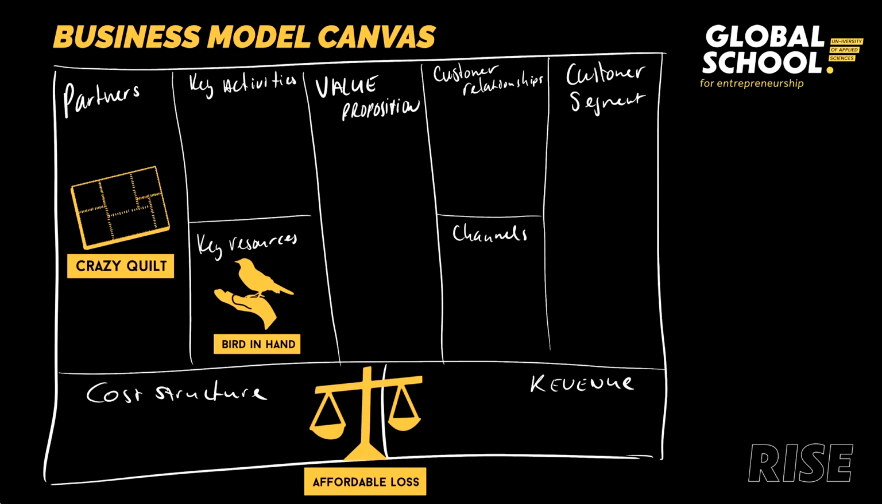If you look at the key resources, that's your bird in hand. If you don't control your key resources, we said, you need to find partners. That is building crazy quilts. And what you need to figure out is, with your cost structure, can you put your product on the market? Can you afford all the costs, the consequences of putting a product on the market? Can you afford that? Can you pay for that?